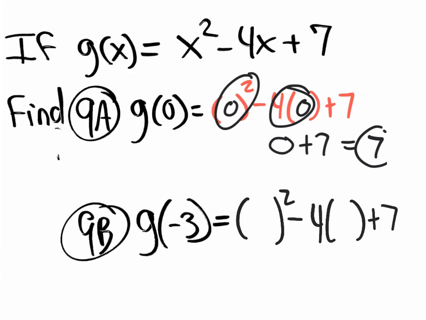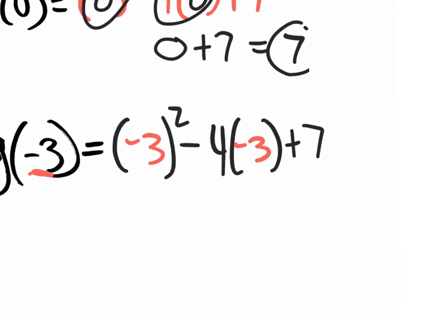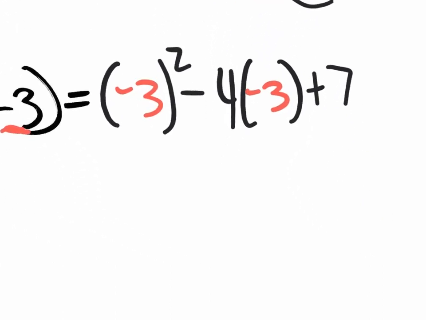Let me move this a little over this way. So there's my x squared minus 4x plus 7, but with parentheses instead of x. So let's plug in the value of negative 3. You plug in a negative 3, plug in a negative 3. You're replacing your x's with negative 3. And then you're going to use PEMDAS to simplify it. So let me zoom in right here and use PEMDAS to simplify that. We start with parentheses, but there's nothing to do inside the parentheses. You move on to exponents.